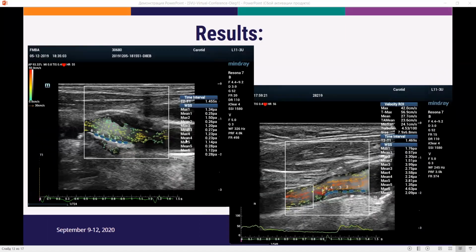Here you can see one good example of this. We can see that wall shear stress on the surface of hypoechoic plaque is higher in comparison with hyperechoic one, even if these plaques have similar degree of stenosis.